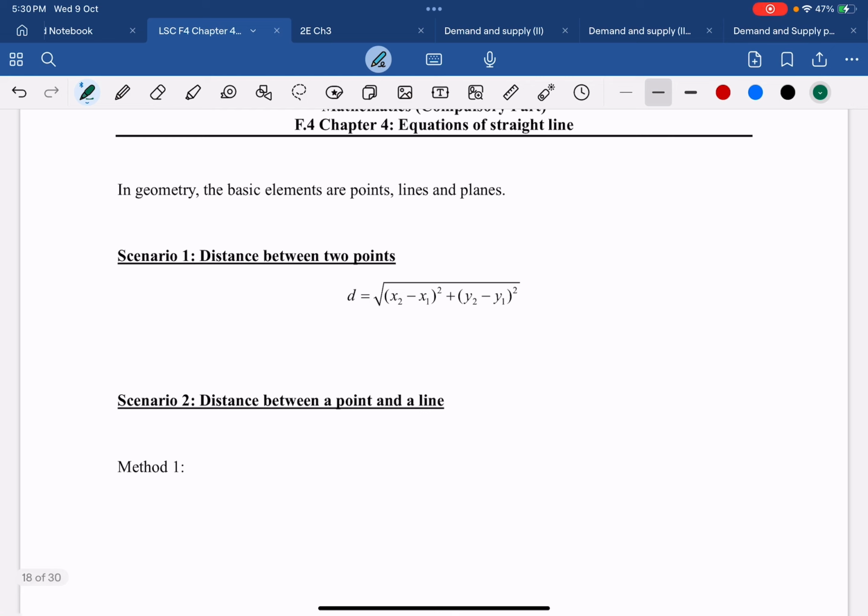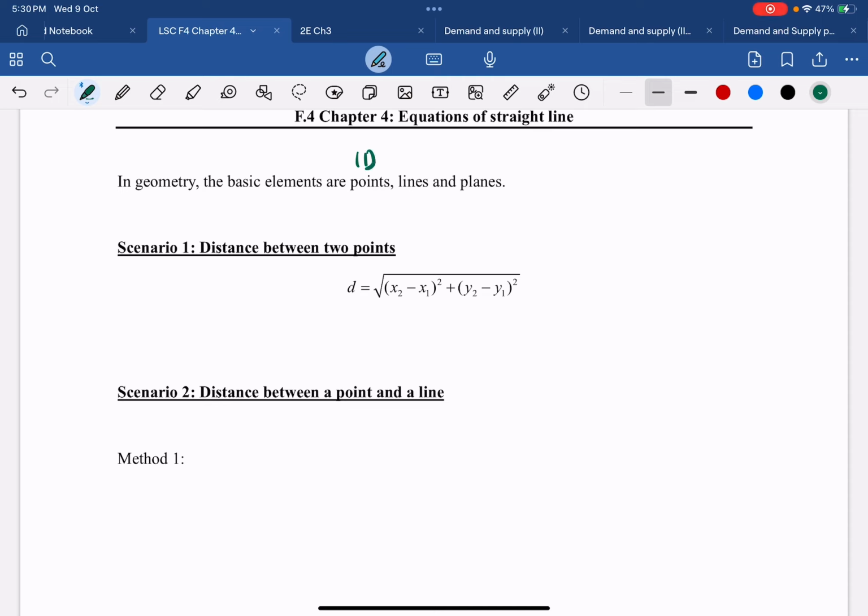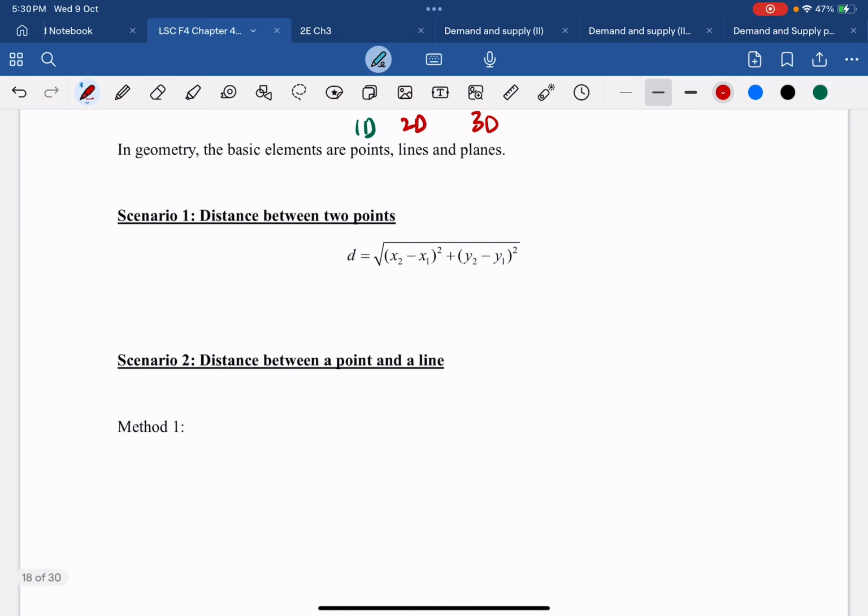So in geometry, we have points, which are one-dimensional. Lines are two-dimensional, and then planes, 立體, are three-dimensional. So how to find the distance between 2 points? You know it, right? It's just like the distance formula you learned in Form 1. But here comes another question. How to find the distance between a point and a line?